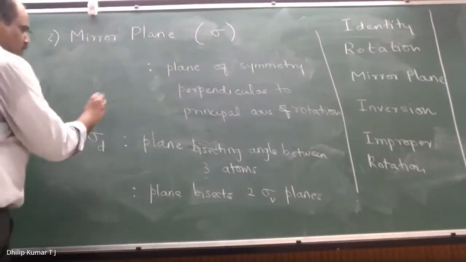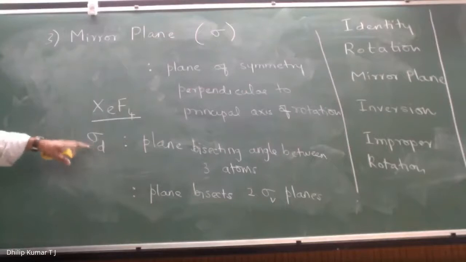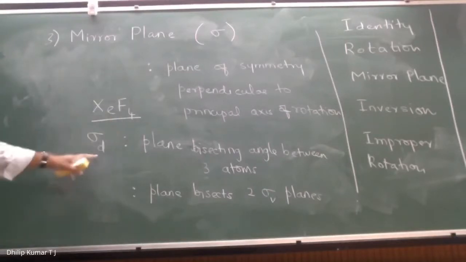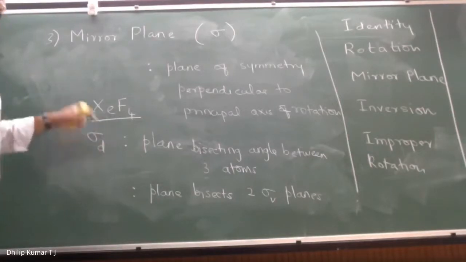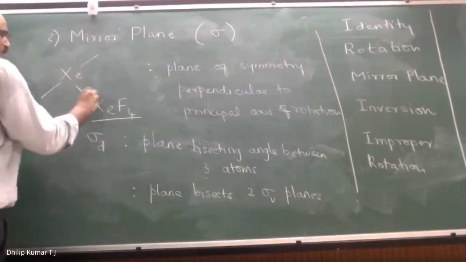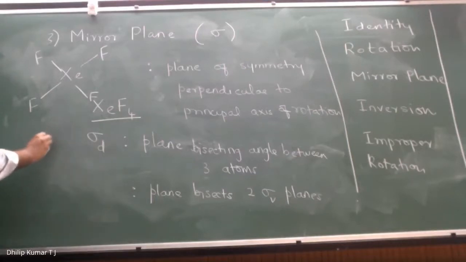A good example is XeF4. The molecule XeF4 has sigma d symmetry. Okay, we'll see this in the next class. You can try it out to see how it has sigma d. It has sigma v, sigma h. It has 2 sigma v, then sigma h it has, and the sigma d also is there. The structure you must be knowing, right? You are exam qualified chemists, so the structure is known. So this molecule has all: sigma v is there, sigma h is there, sigma d is there.